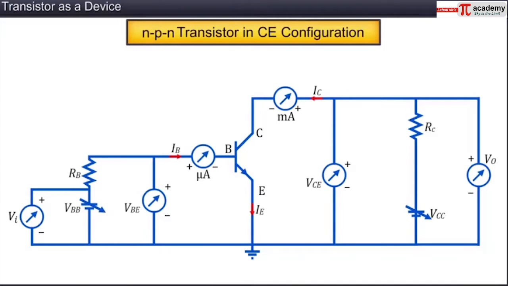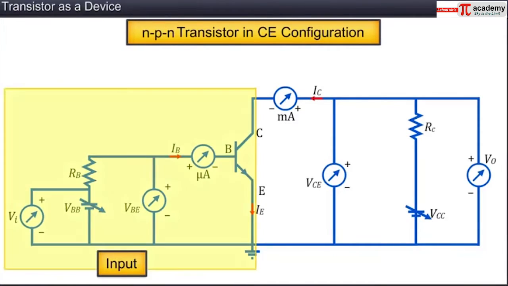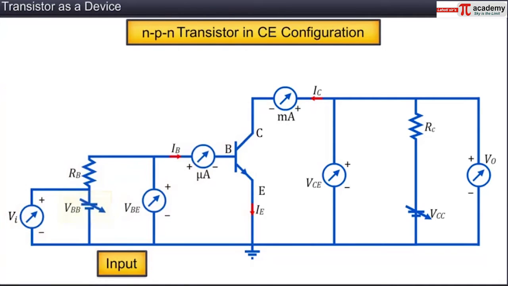For a transistor in common emitter configuration, the forward-biased emitter-base junction forms the input circuit, where the input voltage is VBB, while the reverse-biased collector-emitter junction forms the output circuit, where the output voltage is VCE. We shall try to understand the operation of the transistor as a switch by analyzing the behavior of the base-biased NPN transistor in the common emitter configuration.